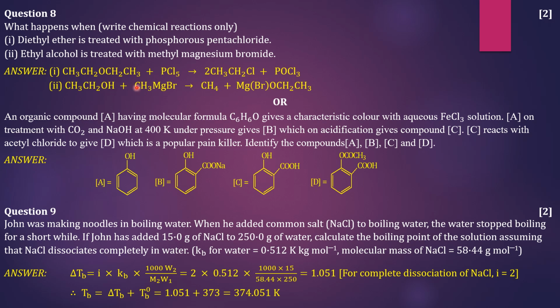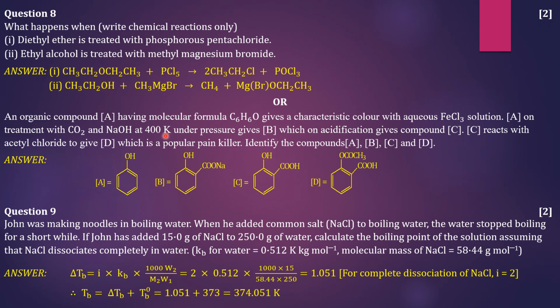So the same thing happens with alcohol. The hydrogen of this OH will be taken by the R group of the Grignard, that is CH3 here, to give you CH4. And magnesium is bonded to bromine. The CH3 part goes with the hydrogen and becomes CH4. The remaining part, the ethoxide ion OCH2CH3, will come with magnesium. So the byproduct will be magnesium with one bond to bromine, and the other bond to OCH2CH3.